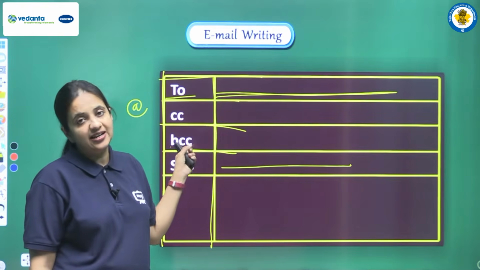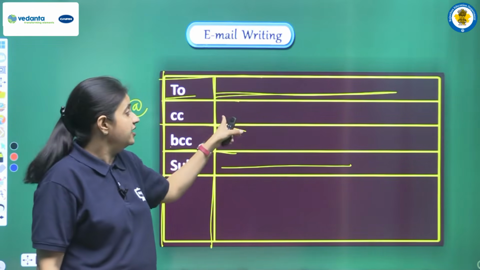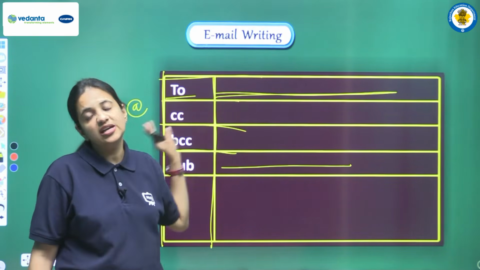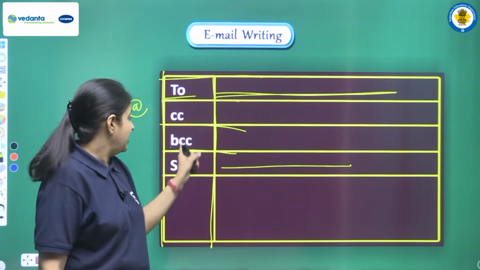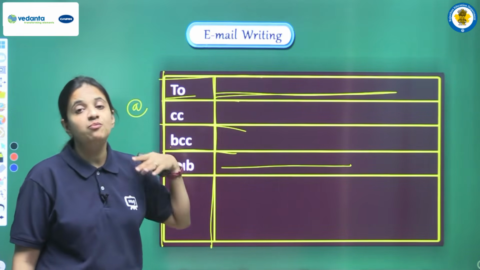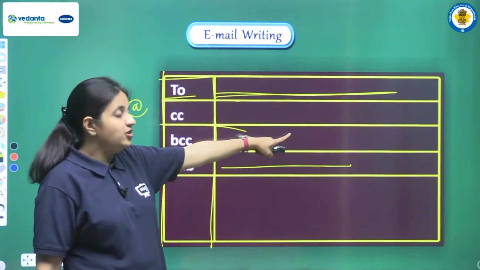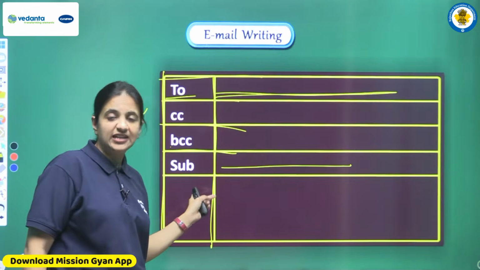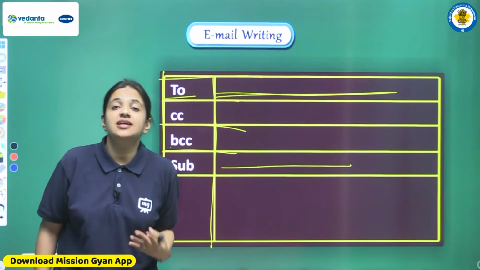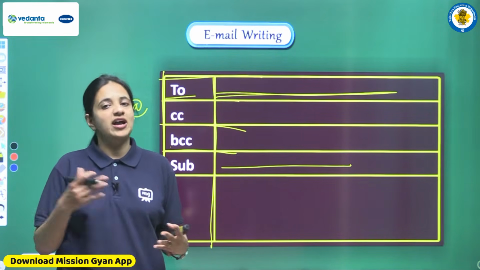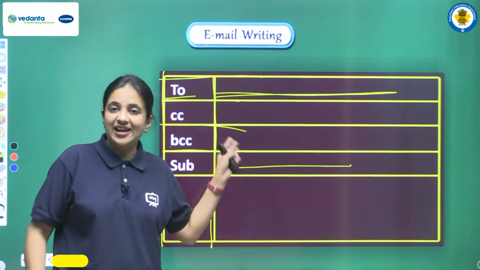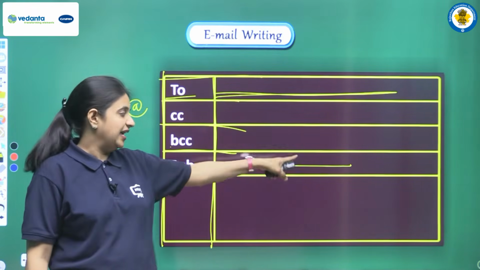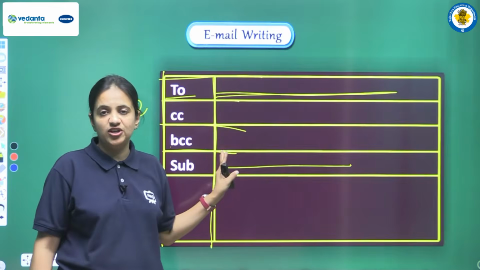Second is CC, that stands for carbon copy, and here you don't need to write anything, you can leave this space blank. Next is BCC, that stands for blind carbon copy, and again you don't need to write anything here. Then the next one is subject, and here you have to write the subject, or we can say the purpose, that why you are writing this email. So that subject in a very short form you can write here in this column.